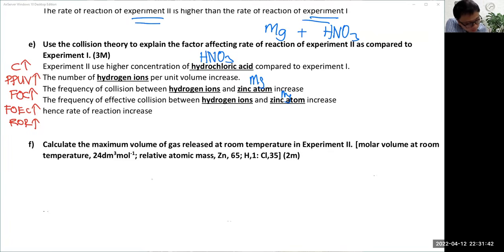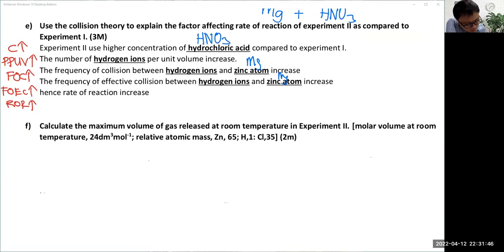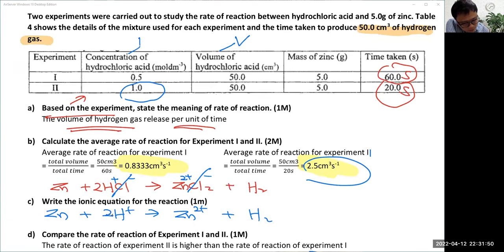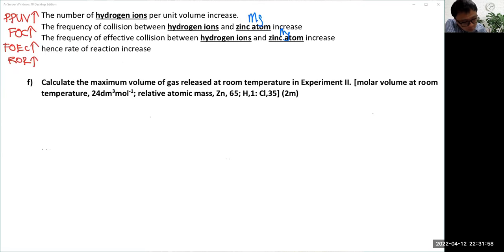Now after that, calculate the maximum volume of gas at room temperature for experiment 2. So we look at what we have now. This is the V, this is the M. So first we calculate, for experiment 2, MV over 1000 to find out the number of mole first. So number of mole HCl, I will get 0.05.